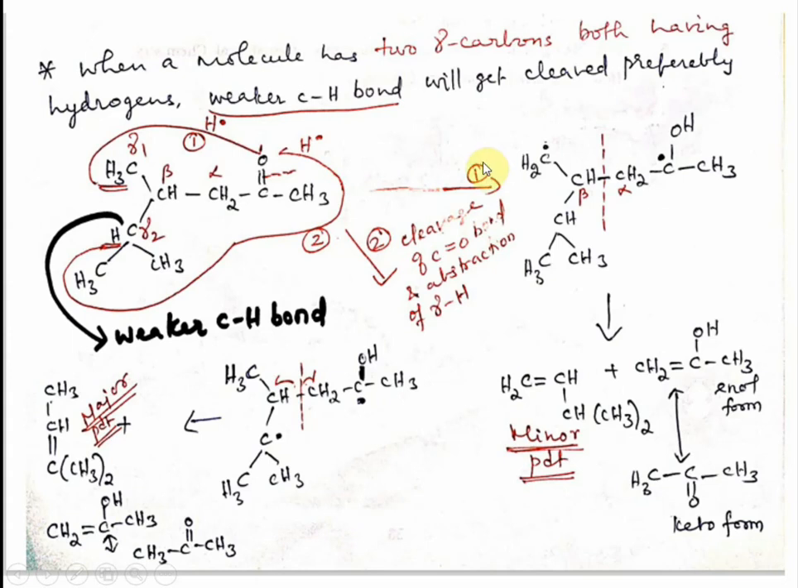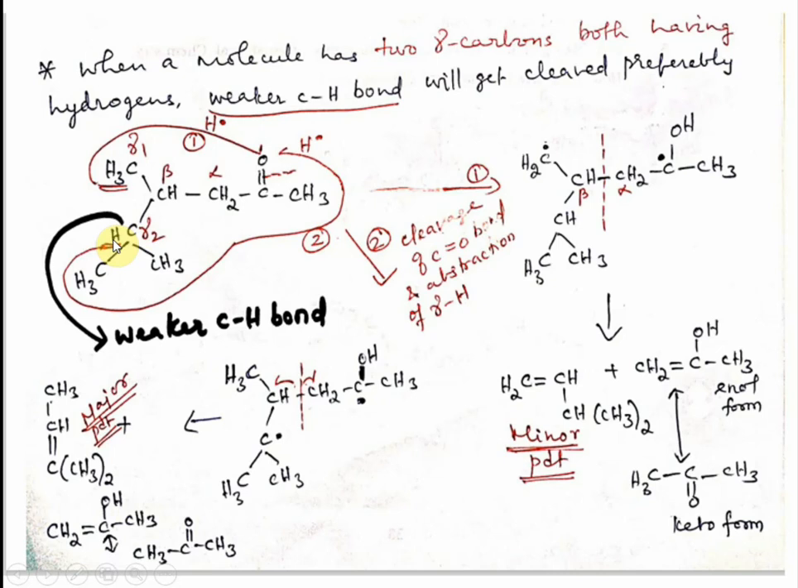And the next one is, what happens if two gamma carbons both having hydrogen are present in a single substrate? What will happen when a molecule has two gamma carbons both having hydrogens? Let us take one example. See here, we are taking a ketone. With respect to this ketone, this is alpha carbon, this is beta carbon, and there are two gamma carbons. Gamma carbon 1, gamma carbon 2. Gamma carbon 1 has 3 hydrogens. Gamma carbon 2 has 1 hydrogen.